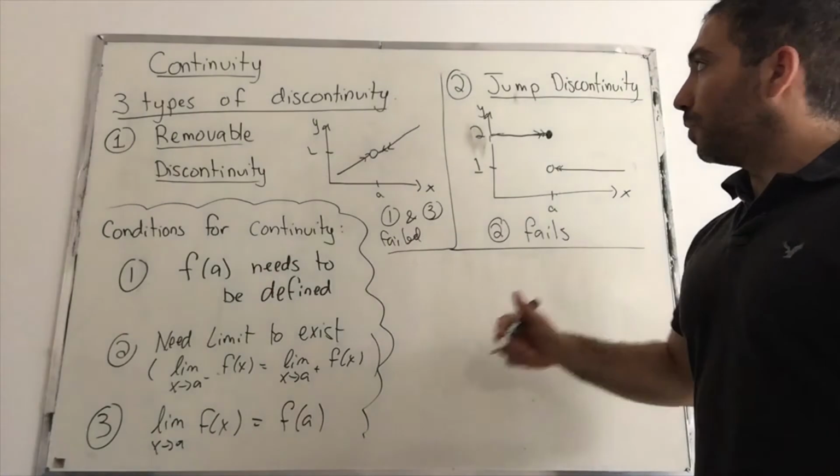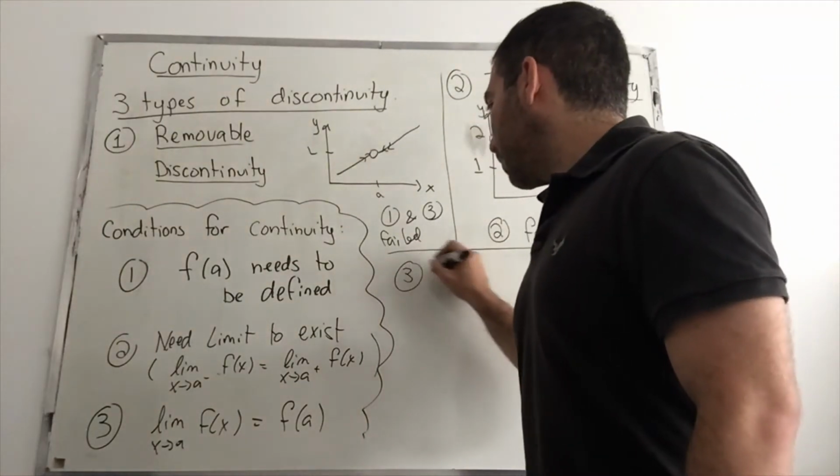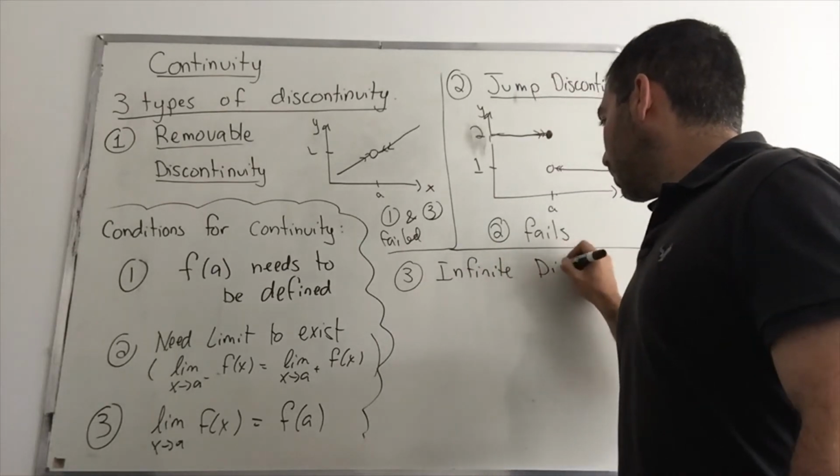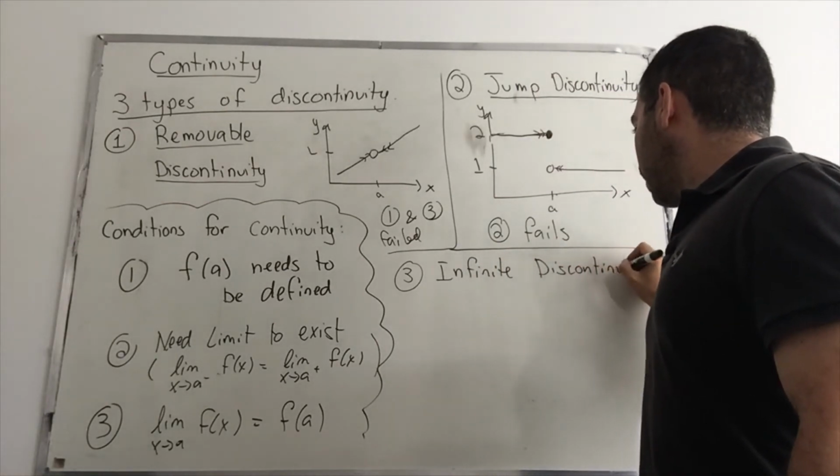So that's jump, we have removable, we have jump, and lastly we have infinite discontinuities.